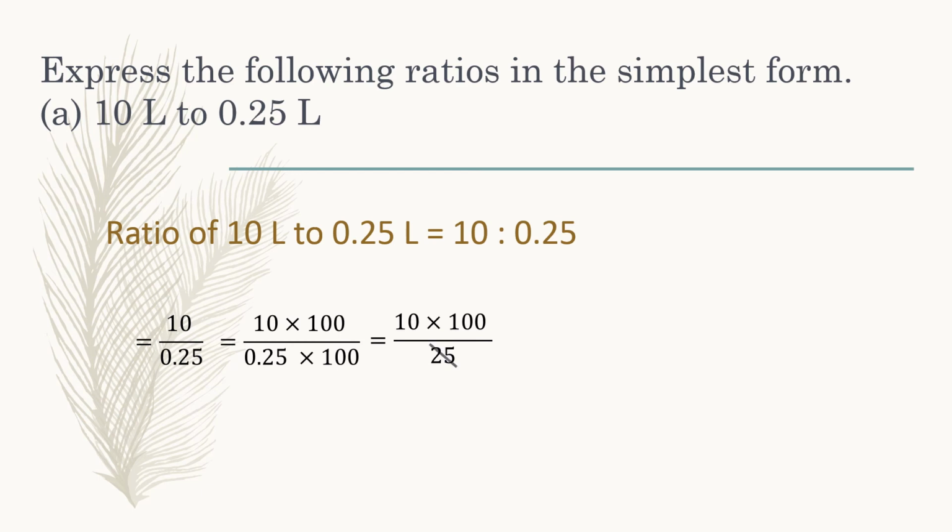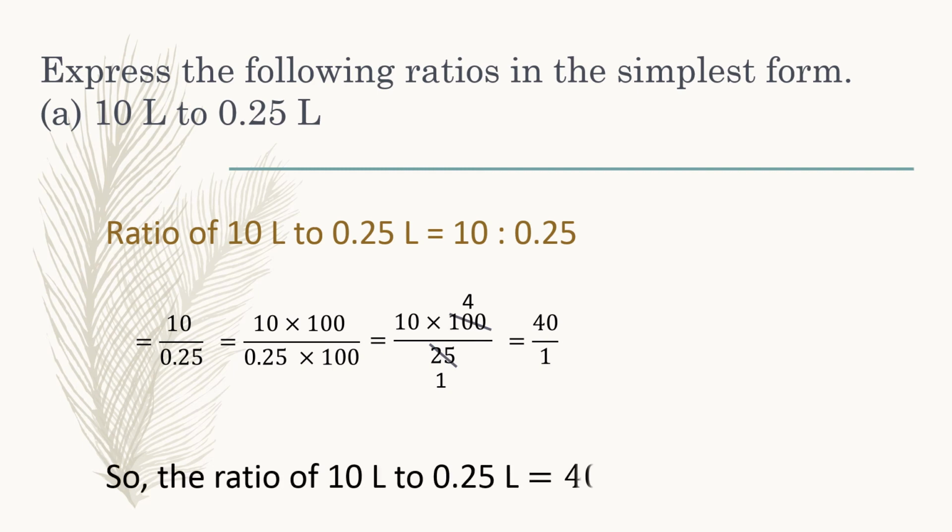So we get 25. See, 25 and 100 both are divisible by 25. So divide. 25 ones are 25 and 25 fours are 100. Now do the multiplication. 10 fours are 40. So we get 40 upon 1. So the ratio of 10 liter to 0.25 liter is 40:1.